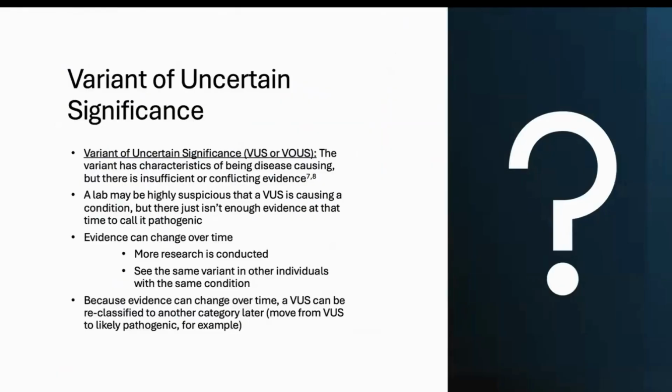As I said earlier, I wanted to go into a bit more detail on variants of uncertain significance. So again, if something is classified as a VUS, the variant has characteristics of being disease-causing, but there is insufficient or conflicting evidence. A lab may be highly suspicious that a VUS is causing a condition, but there just isn't enough evidence at that time to call it pathogenic. However, evidence can change over time as more research is conducted, or maybe you see the same variant in other individuals with the same condition. Because evidence can change over time, a VUS can be reclassified to another category later, such as moving from VUS to likely pathogenic, for example.